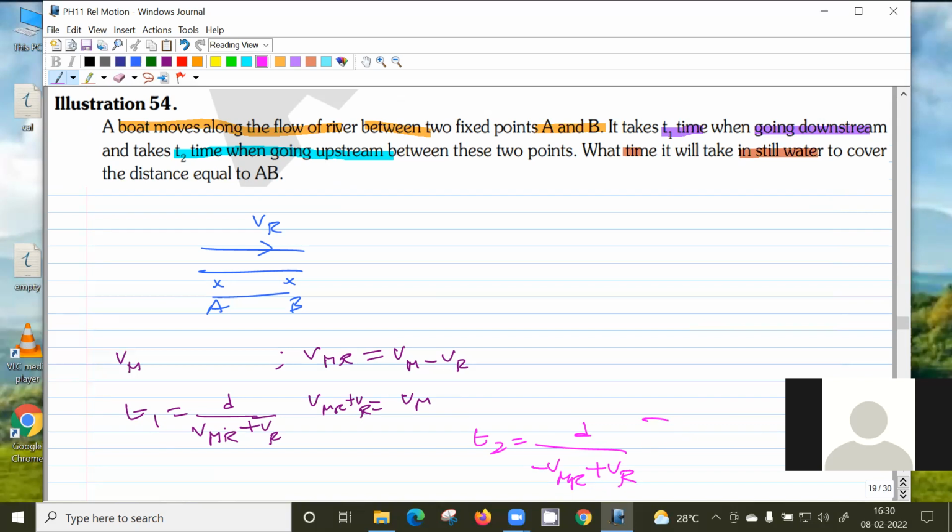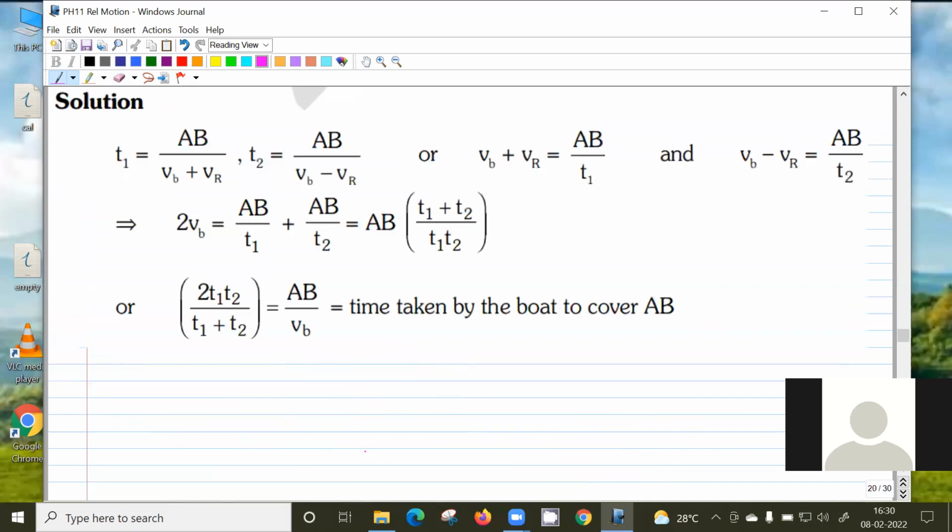Answer: no, this expression is correct. No, I have written some other expression. No, your voice is not clear. I used a different method. No, you got the answer. T1 plus T2 by T1 minus T2 into VR. No, that's all. The answer is this one.